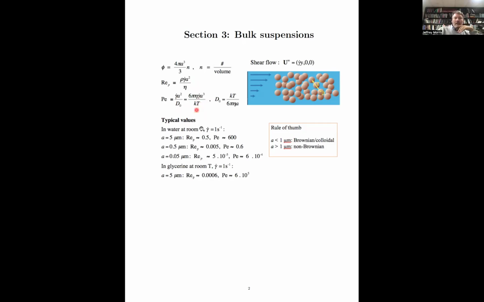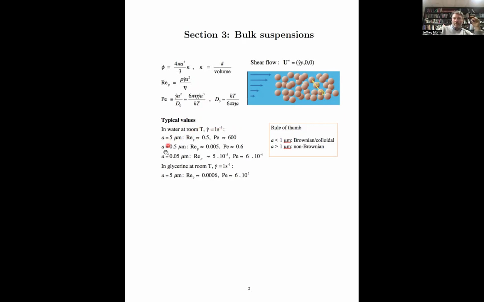Okay, so for particles that are 5 micron, the particle Reynolds number at this shear rate in water is about 1/2, which says I shouldn't forget about inertia. So we'll talk about that a week from today. I'll say some things about that, but the Peclet number is about 600.